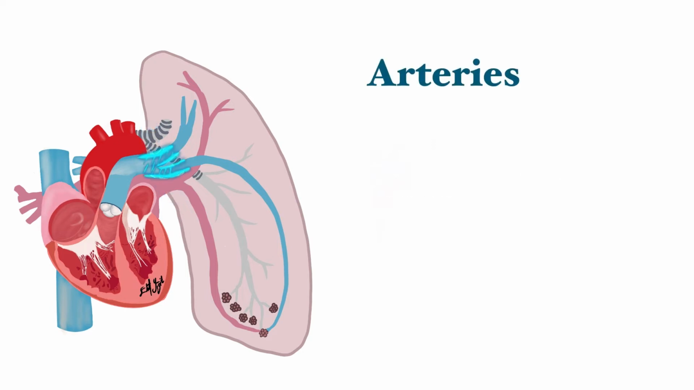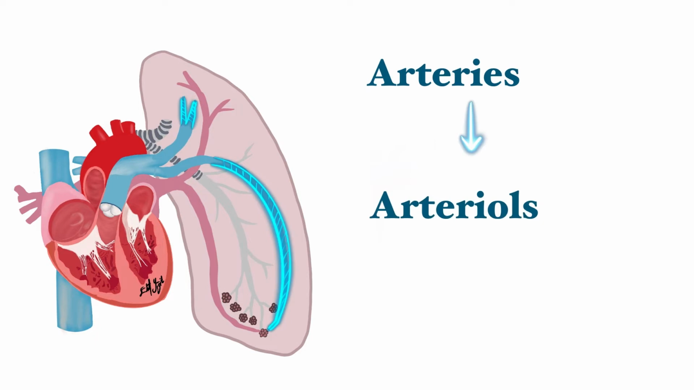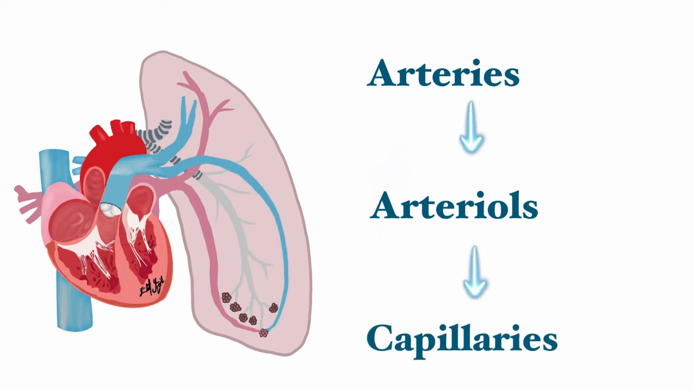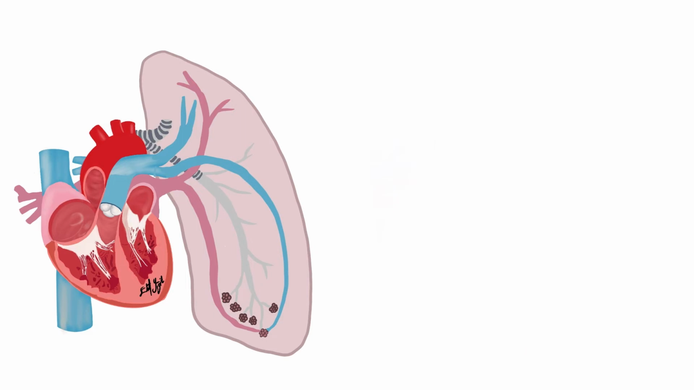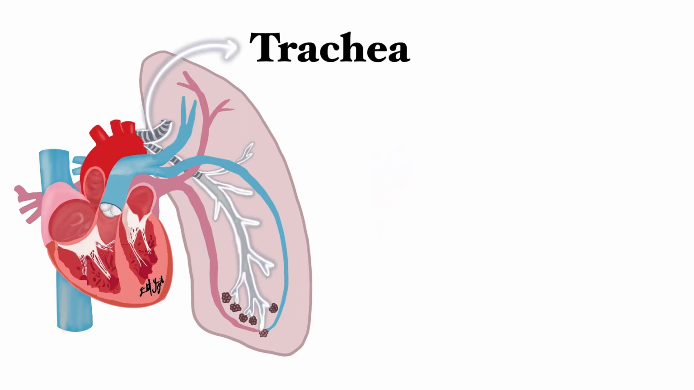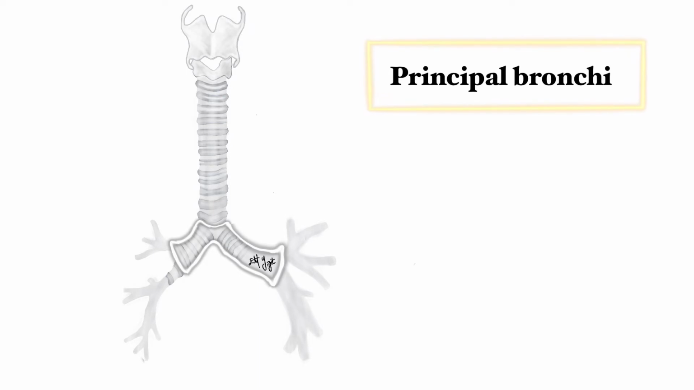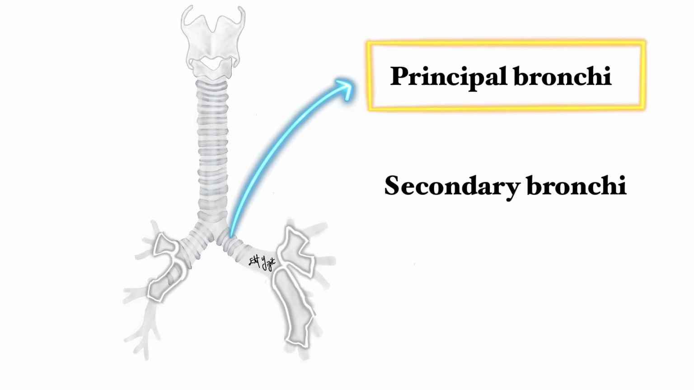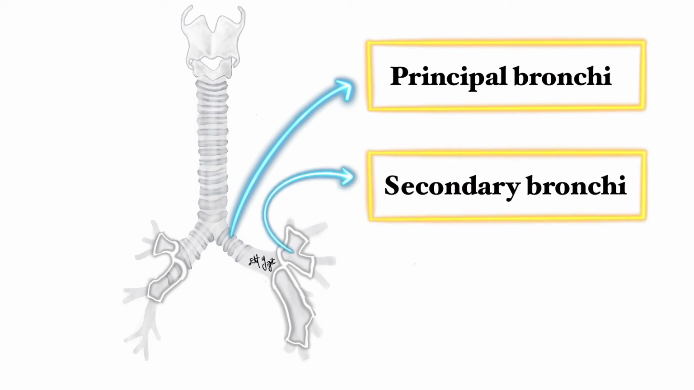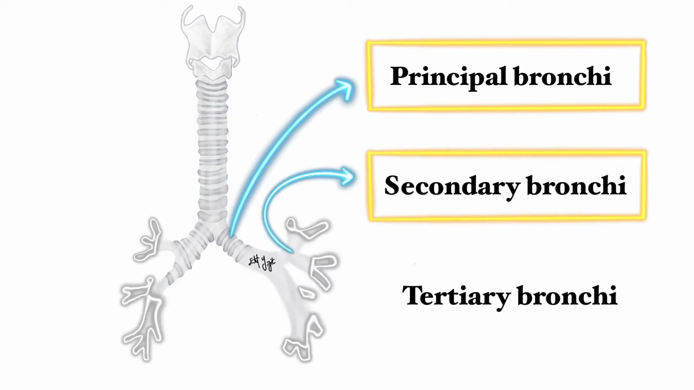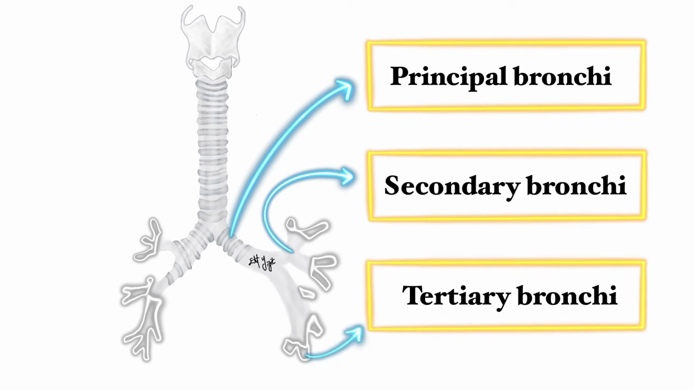Pulmonary arteries continue as arterioles, and arterioles become capillaries. But not only the veins and arteries, also the right and left continuation of the trachea enter through the hilum of the lung. Right and left continuation of trachea is called principal bronchi. Principal bronchi divide into secondary bronchi, and secondary bronchi into tertiary bronchi. Tertiary bronchi is also known as segmental bronchi. Tertiary bronchi give branches called bronchioles.